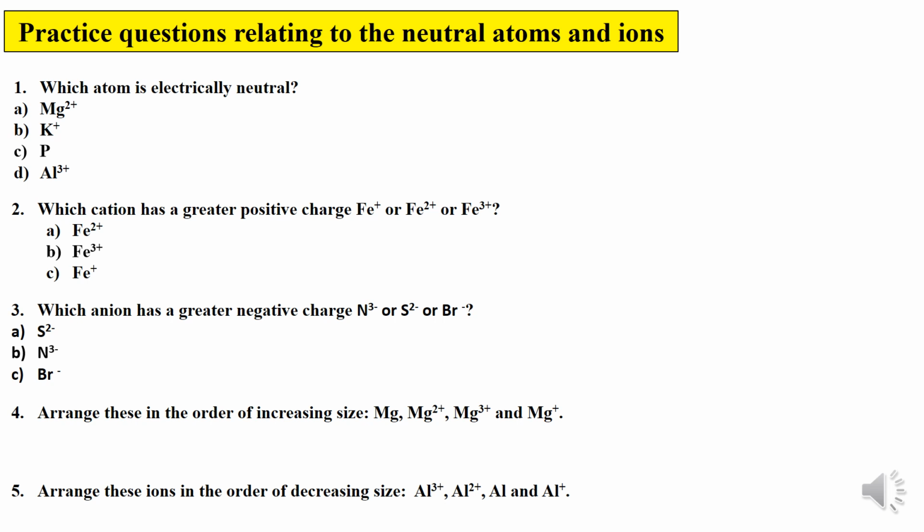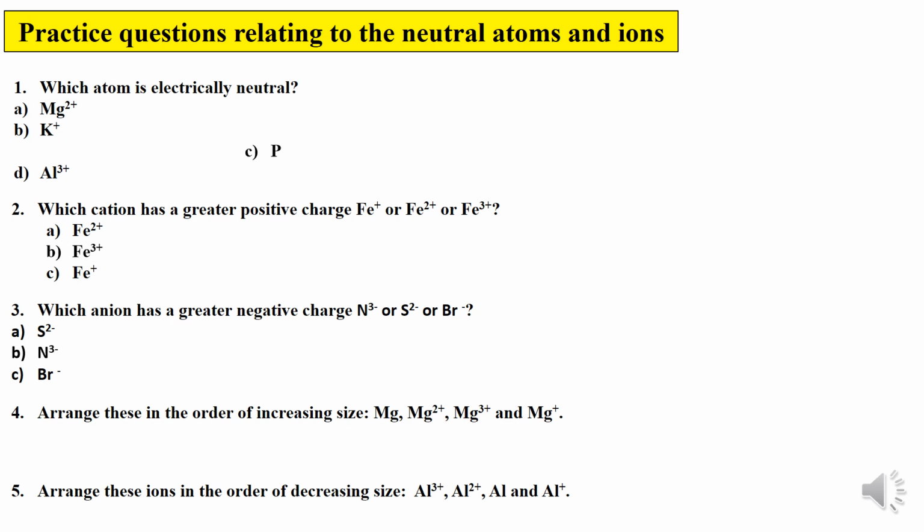So let me help you with the practice questions relating to the neutral atoms and ions. The first one, which atom is electrically neutral? So you have to select the option where the atom is not bearing any charge. Look for the atom that is neutral. So it is phosphorus. Phosphorus is the only option because it is the atom without any charge.